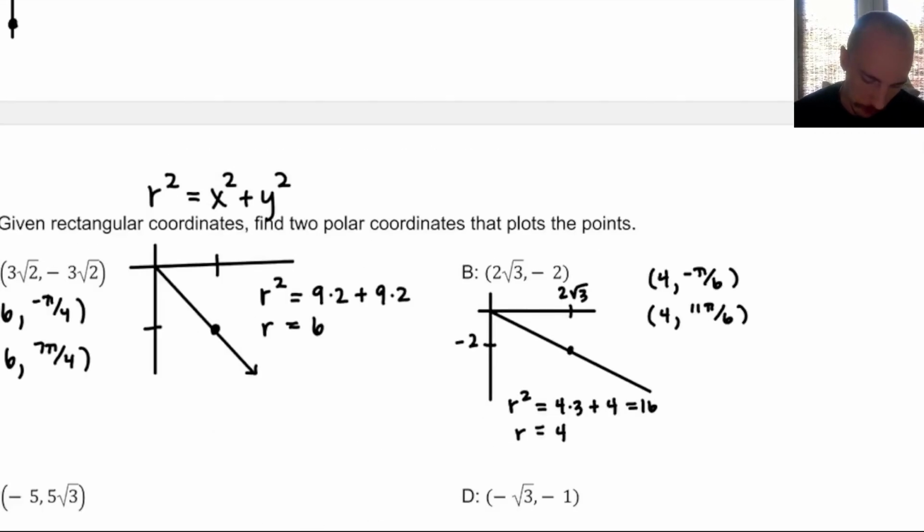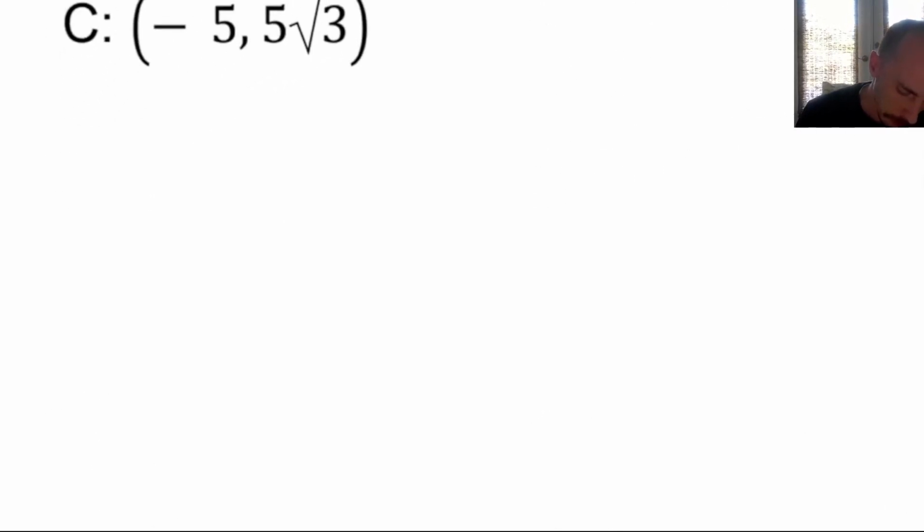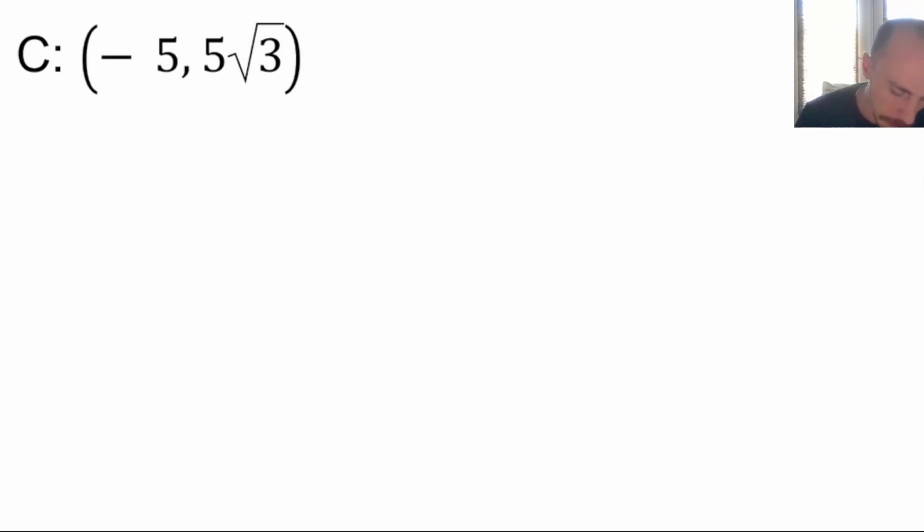But maybe with the next couple, if I'm not in the fourth quadrant, I might do this with a negative r value, because we need to be practicing that as well. All right, so r equals, no, this is an x and y. X equals negative 5, y equals 5 root 3.